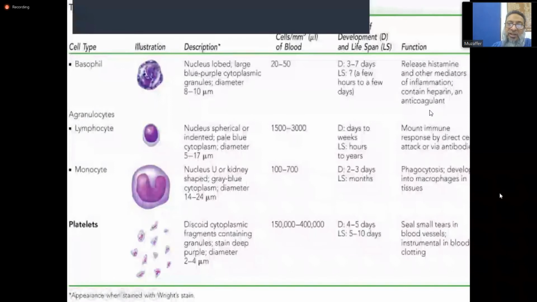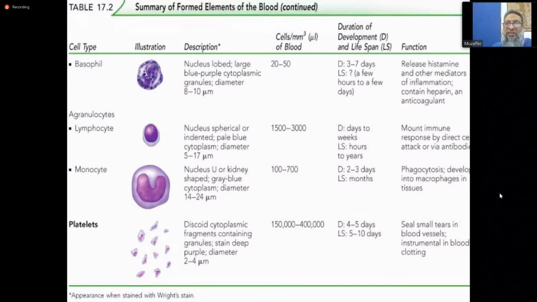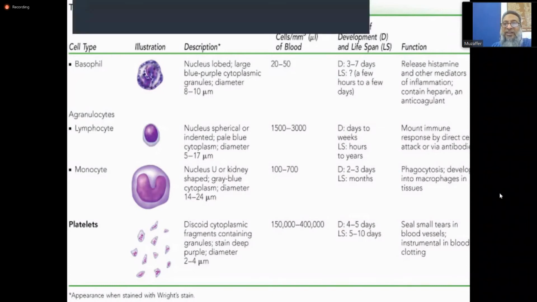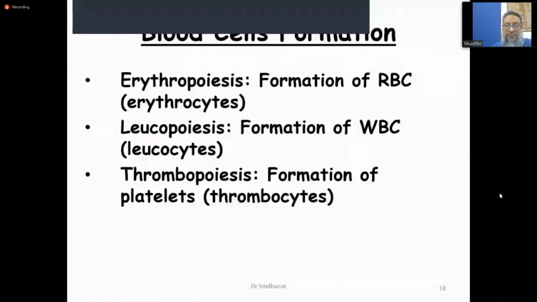If you recall, as a side discussion, heparin is a substance which binds with antithrombin 3 to inactivate thrombin, and thus acts as an anticoagulant. So this is a very important role of the basophil. When they degranulate and release heparin, they act as an anticoagulant.